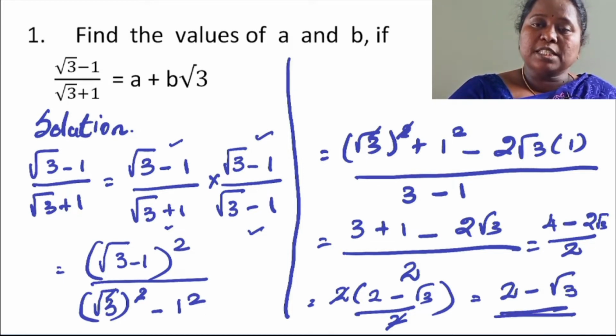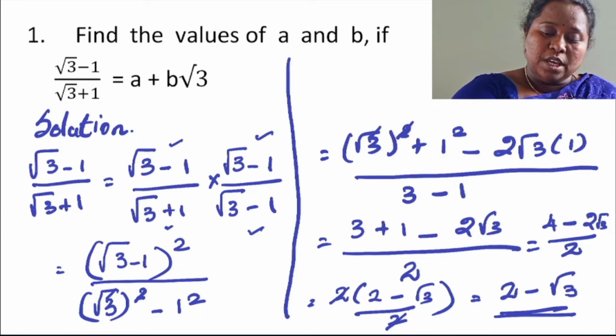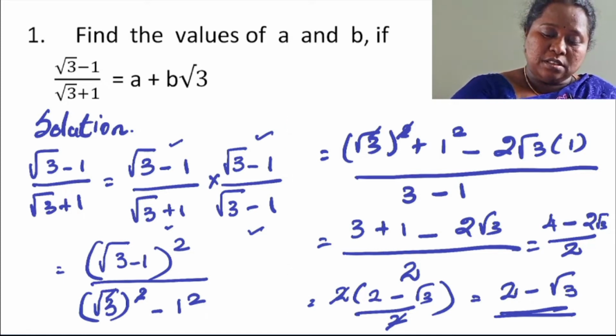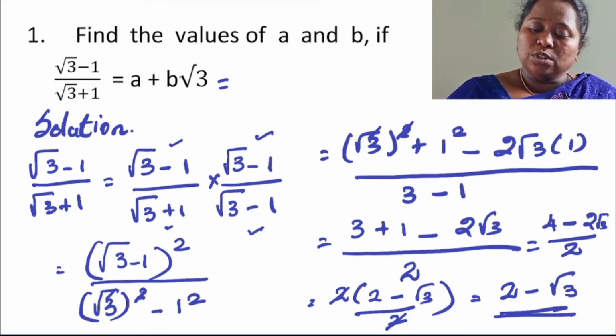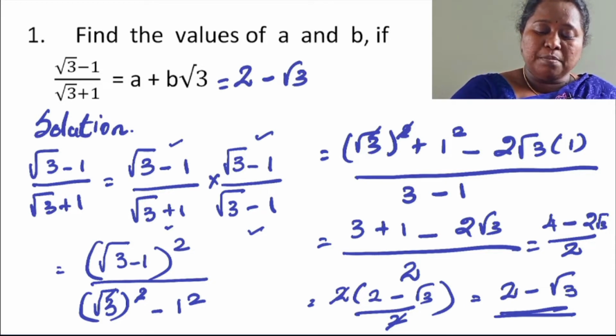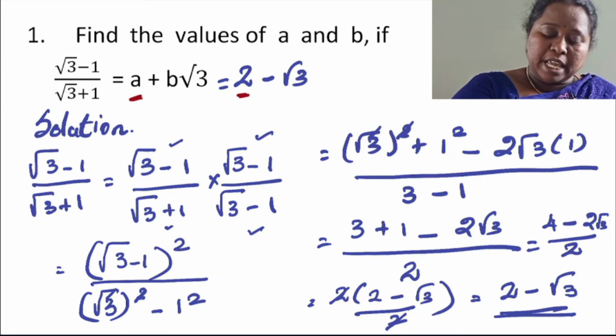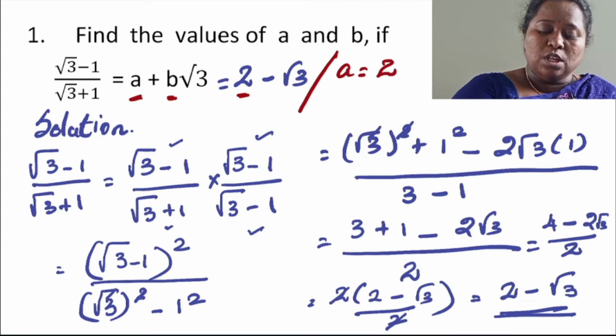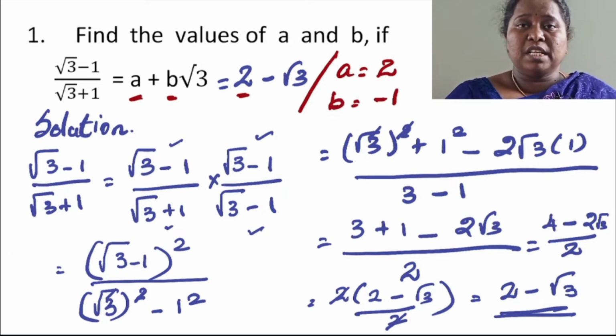So, we have to express this in the form of a plus b root 3. So, when I write a plus b root 3 in the form of 2 minus root 3, in the place of a I have 2. In the place of b I have minus 1. So, now a is equal to 2, then b is equal to minus 1. Once again I will explain the sum.